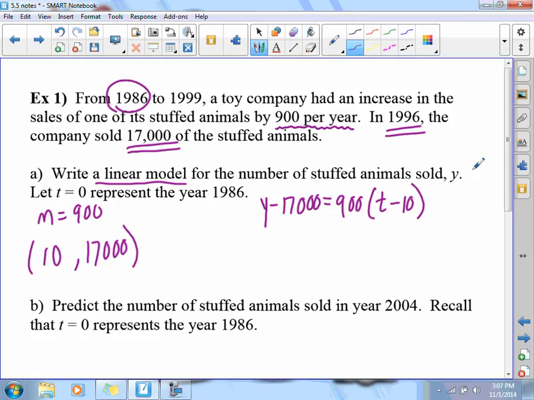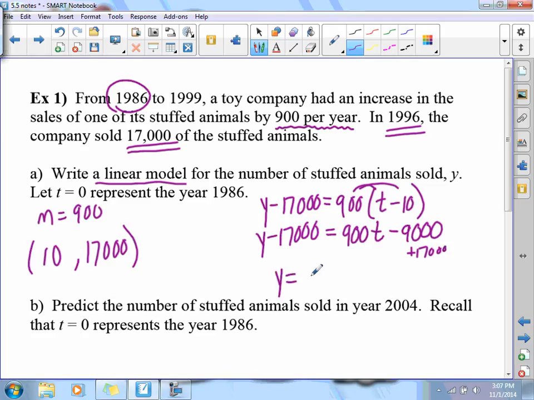Okay? So now, for part B, we have to predict the number of animals that were sold in the year 2004. So that's going to be easier to do if I rewrite this equation in slope-intercept form. So I'm going to distribute my 900. So I'll have 900t minus 9,000. And then I'm going to add the 17,000 over. So that'll get me y equals 900t plus 8,000.